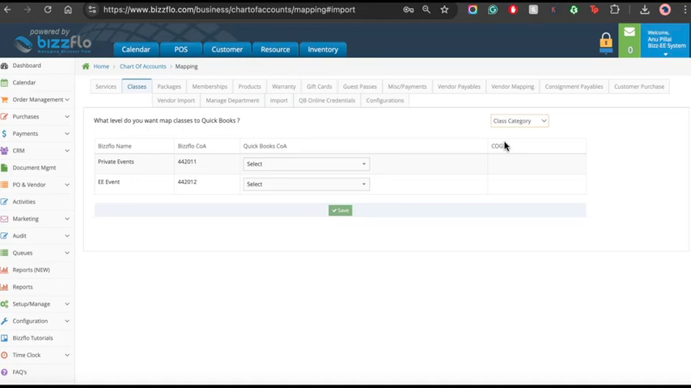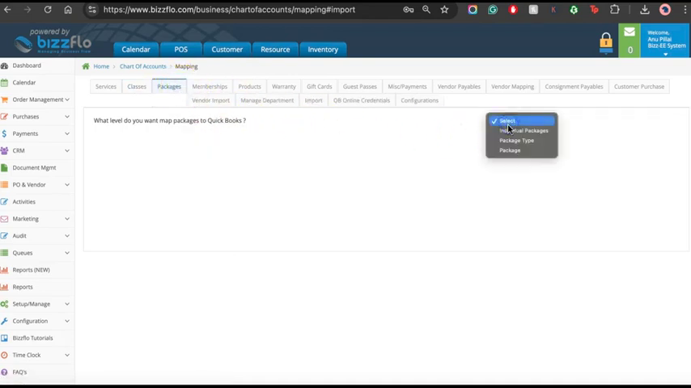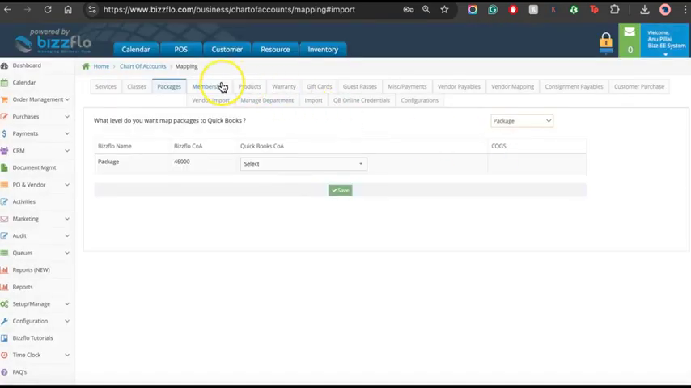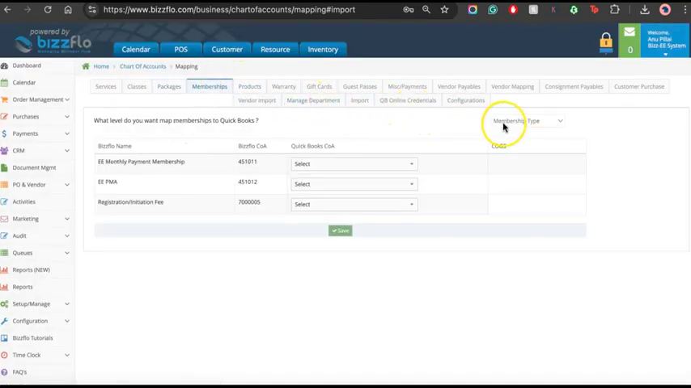Similarly, you may map packages at the individual or more general category level. Mapping memberships. Memberships can be mapped at the highest level, distinguishing between recurring memberships, initiation or registration fees, etc. Membership revenue should be categorized separately if needed, but can also be grouped under membership income.